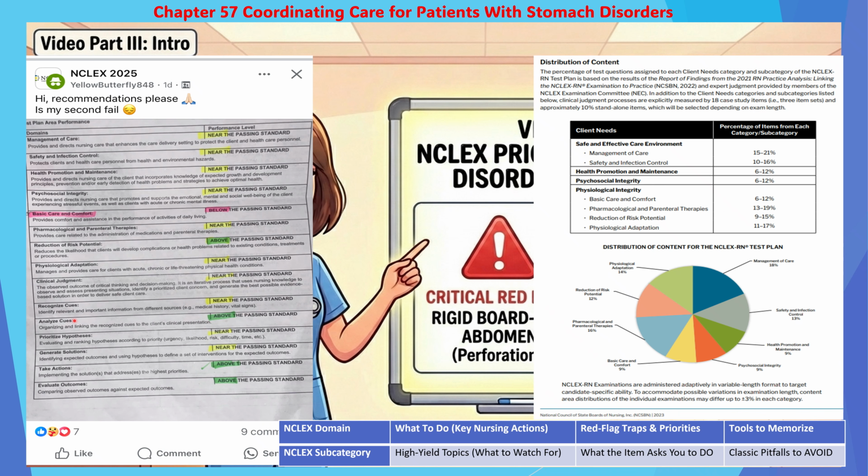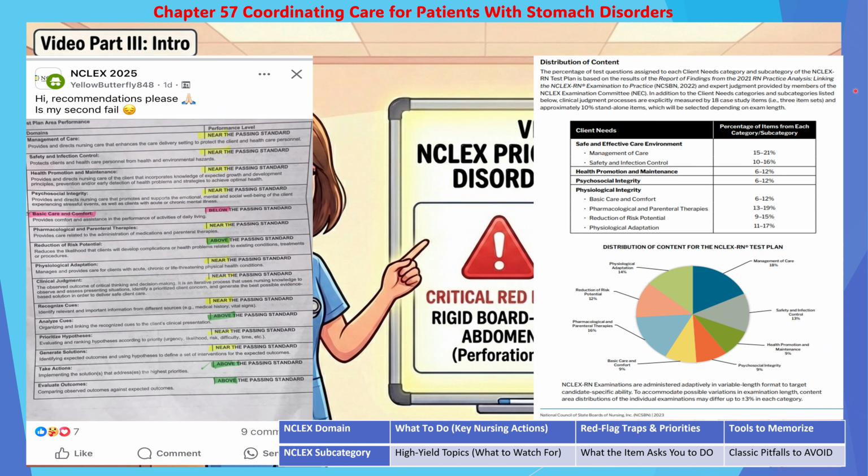Let's see, recognizing cues, prioritize hypotheses, and here is generate solutions. So basically making the connection to clinical judgment: recognizing cues is what clinical manifestations are observed in this patient. We are going to see in this chapter analyzing cues, like how do the clinical manifestations correlate to the underlying pathophysiology.